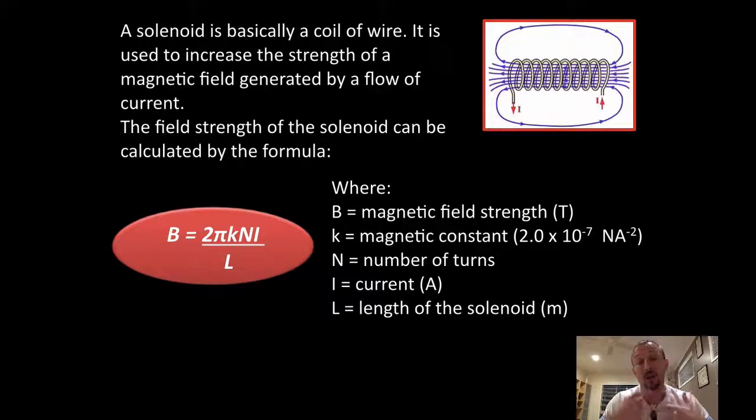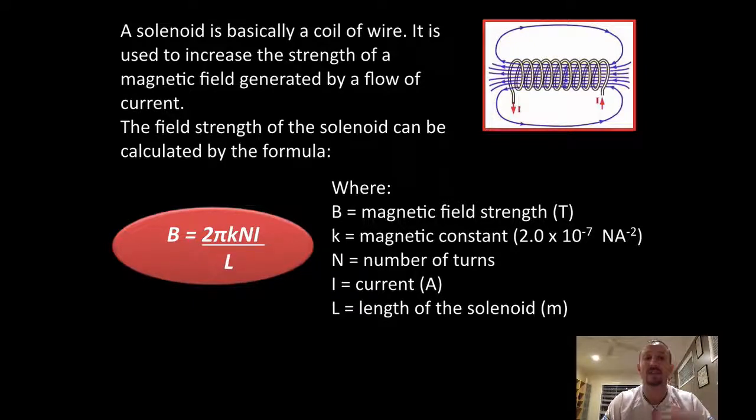Now once we start coiling a wire, it ceases to be a wire as such, and we start calling it a solenoid. And what a solenoid manages to do is use a low current, but allows you to combine all of the magnetic fields together. Hence you increase the magnetic field. So basically, you just need to understand that a solenoid is a coil of wire where all of the magnetic fields combine together to make a stronger field.